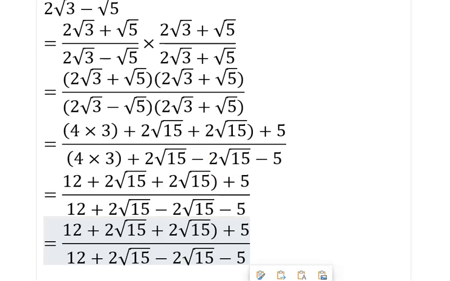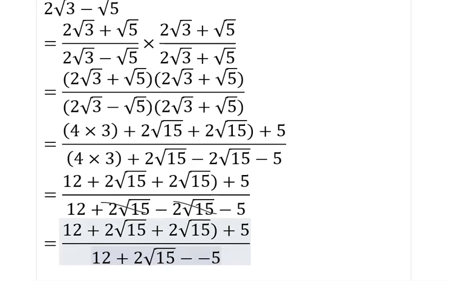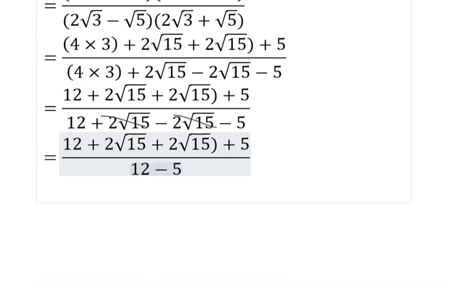Awesome. So having done that, look at this very well. Plus 2 root 15 minus 2 root 15 will cancel out because they are having different signs. Plus 2 root 15 minus 2 root 15, they will what? Cancel out. So this can cancel out this. That means this and this has gone. So we'll be left with what? 12 minus 5 at the denominator.